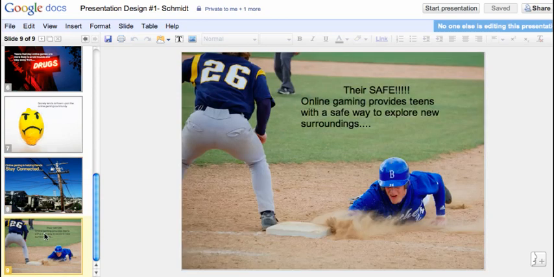Again, same thing. I played off of an image of a player sliding in the base, and I said they're safe, as an umpire would say. So, just a little play off words there.